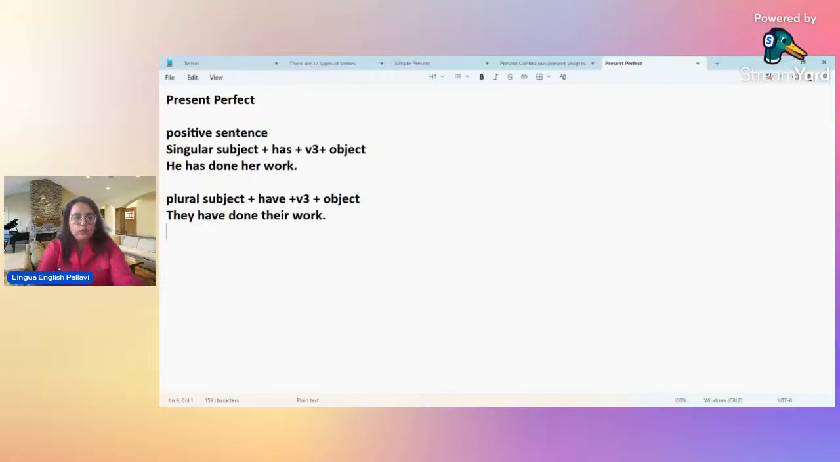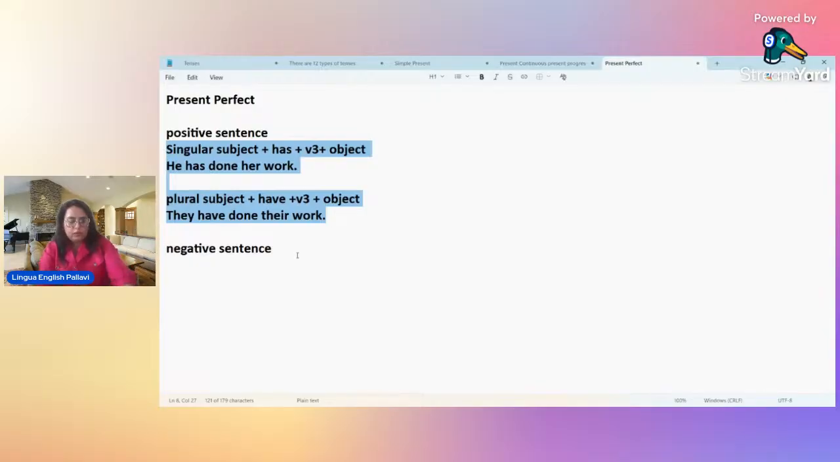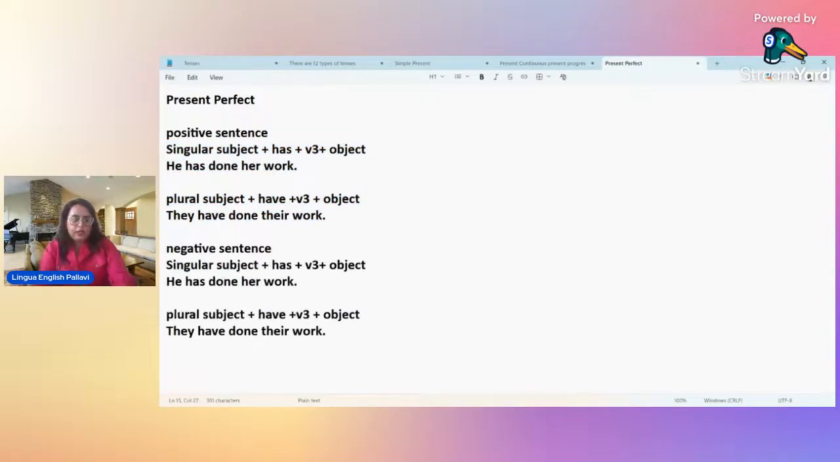Now let us move towards the next thing, negative sentences. In a negative sentence, the rule goes the same. Then what is the difference? The difference is that we are just going to add not into it. See, singular subject plus has plus not plus V3 plus object. So here I have only added not. So, he has not done her work. Plural subject plus have plus not plus V3 plus object. They have not done their work.